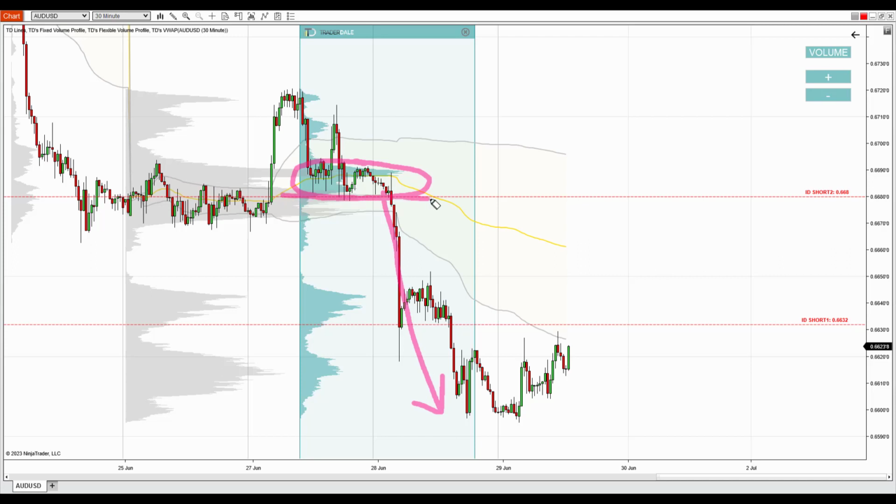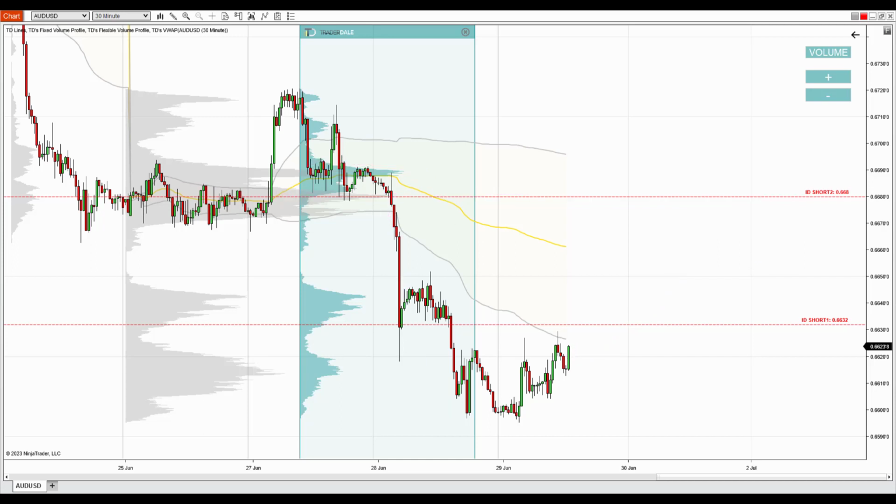The level which I marked here is the beginning of that heavy volume zone. This is where I think the price is most likely to react. So when there's a pullback, I expect a reaction from there, from the beginning of that heavy volume zone.